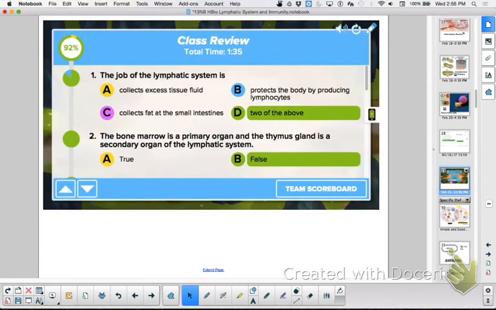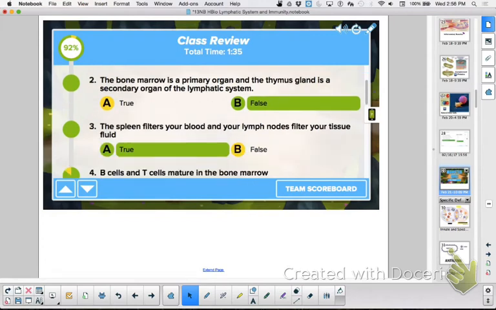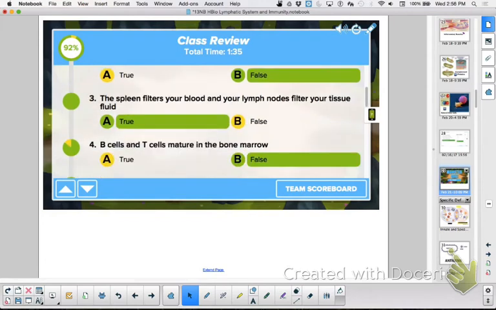All right, almost all of us got this. Really, I could have said all 3 of the above, right? Okay, and number 2, we all got that. Good. Anybody need more on that? No. Number 3, the spleen, we all got that. We missed 4. B cells and T cells mature in the bone marrow? No. B cells and T cells originate in the bone marrow, but how do we fix that? T cells mature in the thymus. Perfect.